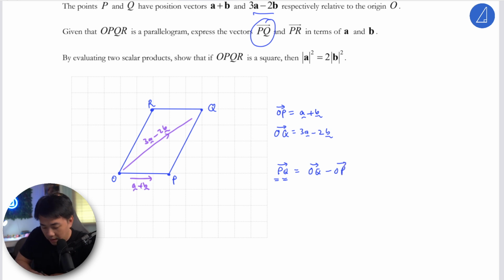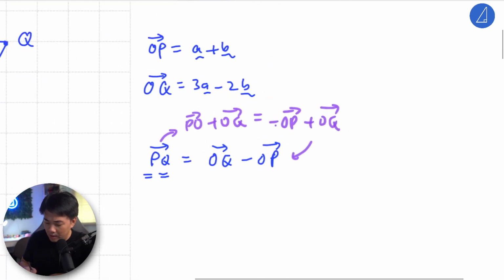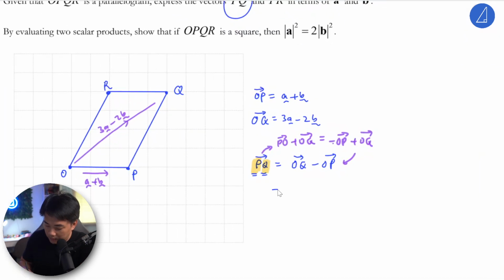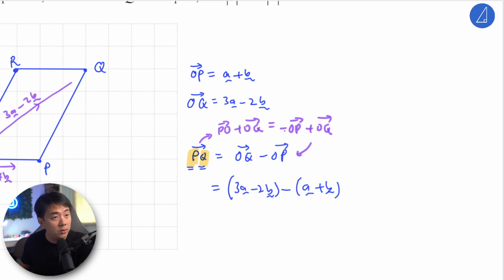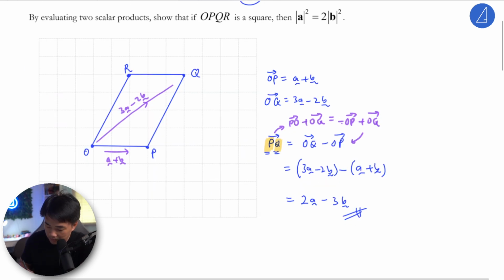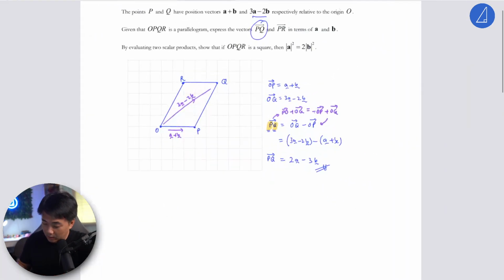This is the fastest way. If not, we could just break it apart like what we did in secondary school, which is PO plus OQ, equals to −OP plus OQ. But usually what I tell my students to do is just take final minus initial. So you just take Q minus P. That's the fastest way to do it. So this will be 3a − 2b − (a + b). So first that is done. This is PQ. Now the next is we need to find PR.